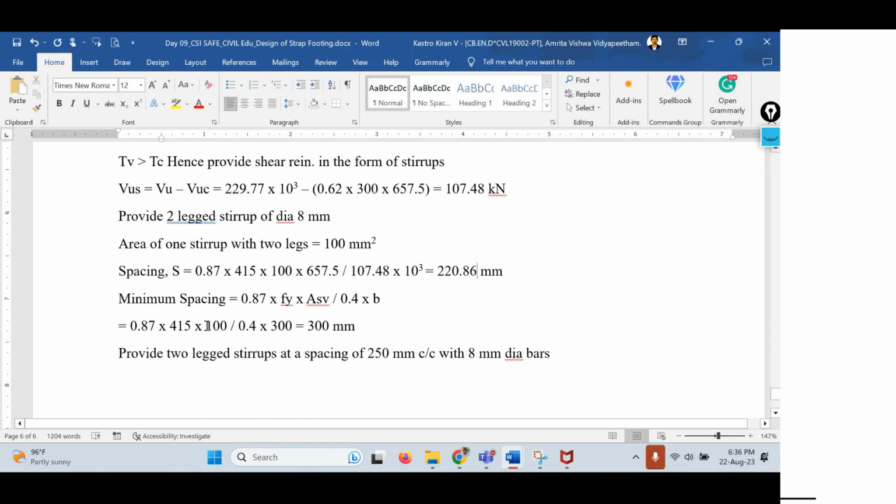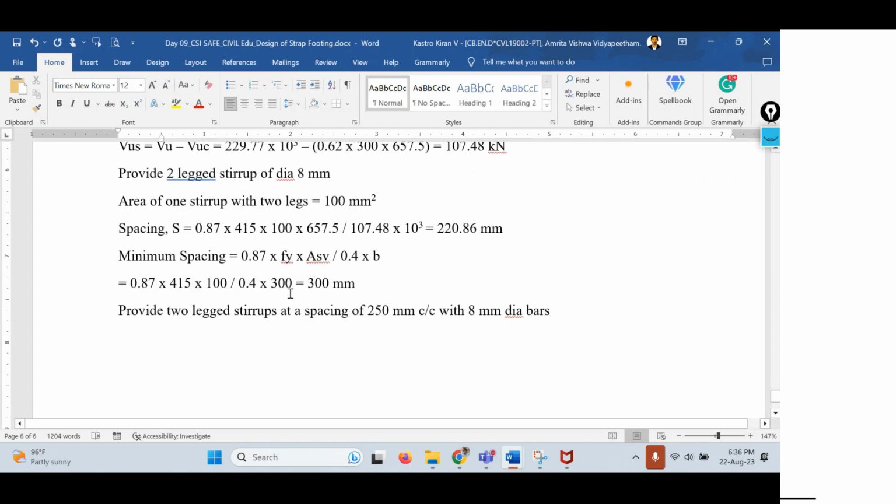So here ASV remains the same, and then 0.4 into B, that is also the same, which will be 300 mm. So similarly, again, let's say we are going to reduce it to 300 mm. So something like 250 mm or 200 mm we can provide. Let's say 200 mm, I'm reducing it. Okay, so this is under column 2. So that's how we can design the shear reinforcement under column 1 and column 2 in the beam section.